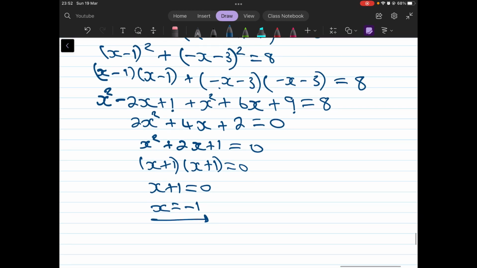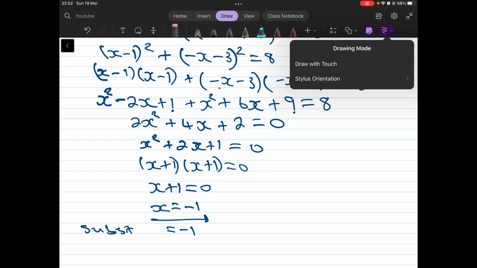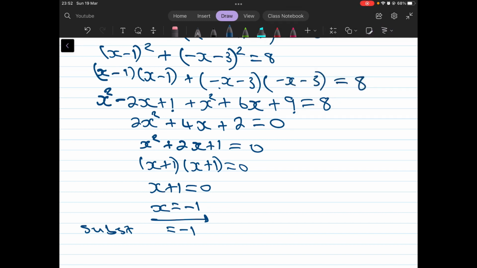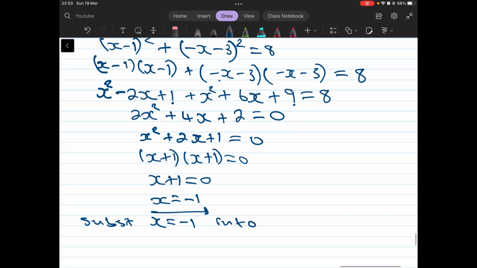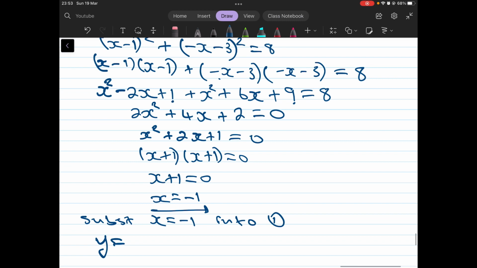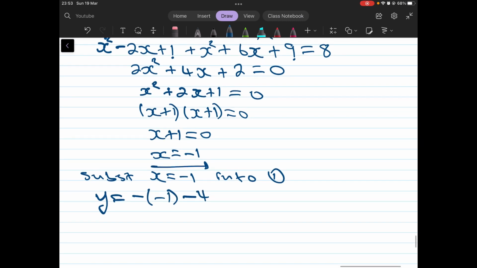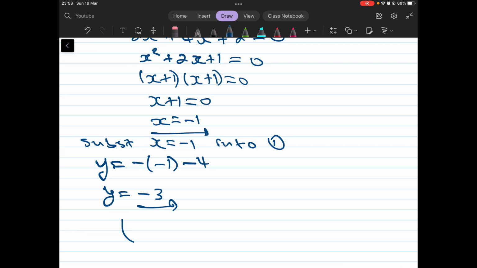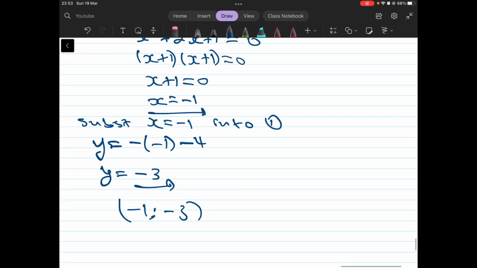To find the y value for that point of intersection, we just need to substitute x equals negative 1 into the simpler equation, which is equation 1. Therefore, y is going to be equal to minus negative 1, minus 4, like that. Therefore, y is basically 1 minus 4, which is negative 3. So the point of intersection is negative 1 and negative 3. Therefore, just to conclude, we only have one point of intersection. And remember, the whole idea of doing this exercise was to show that the straight line is a tangent to the circle.